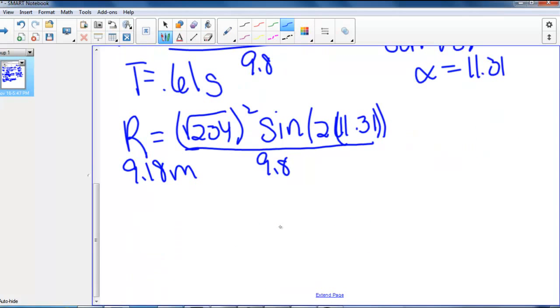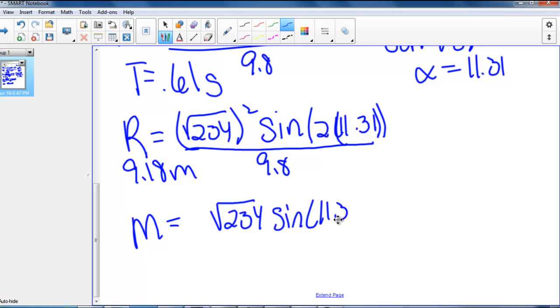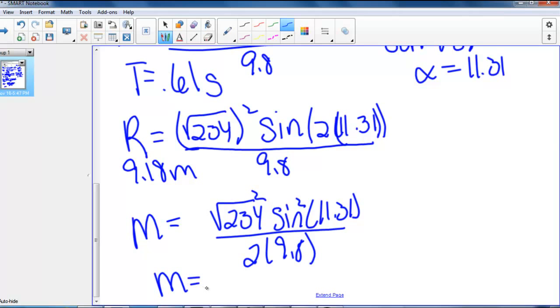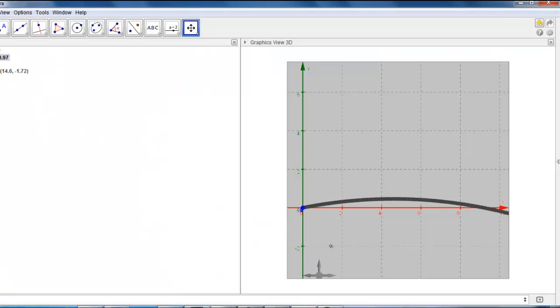And then finally, our maximum height is the magnitude times sine of alpha all squared over 2 times gravity. So our maximum height is 0.459 meters. And going back to our graph, that looks right.